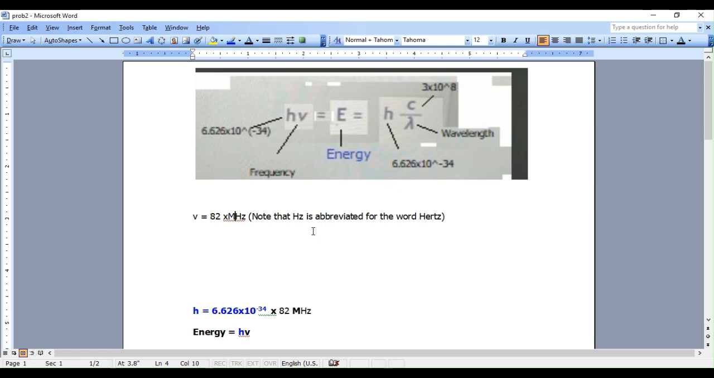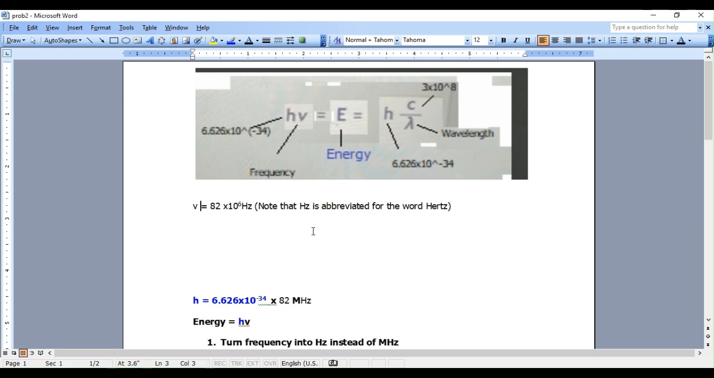When you see a big M, just write right over it 10 to the sixth. Capital M in megahertz stands for million, which is 10 to the sixth. There, I fixed it. Whenever you see capital M, just scribble it out and put 10 to the sixth. So now I have 82 times 10 to the sixth hertz.